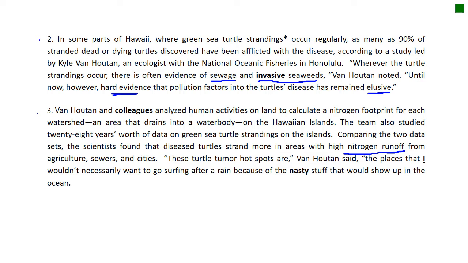These turtle tumor hotspots are, Van Houten said, places that I wouldn't necessarily want to go surfing after a rain because of the nasty stuff that would show up in the oceans. So according to Van Houten, there's a lot of pollution in these areas, in the stranding areas. Okay.